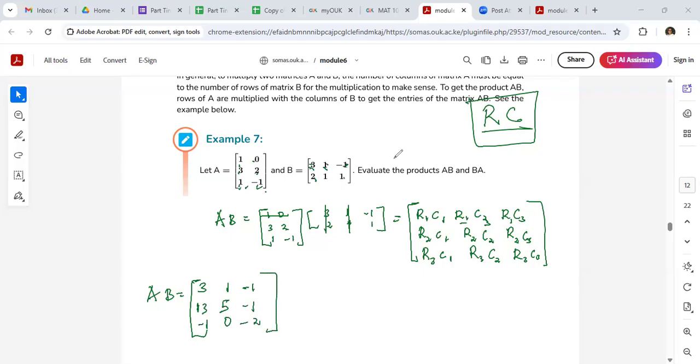So you multiply rows by columns. Take row 1 multiplied by column 1, row 1 multiplied by column 2, row 1 multiplied by column 3, and so on.